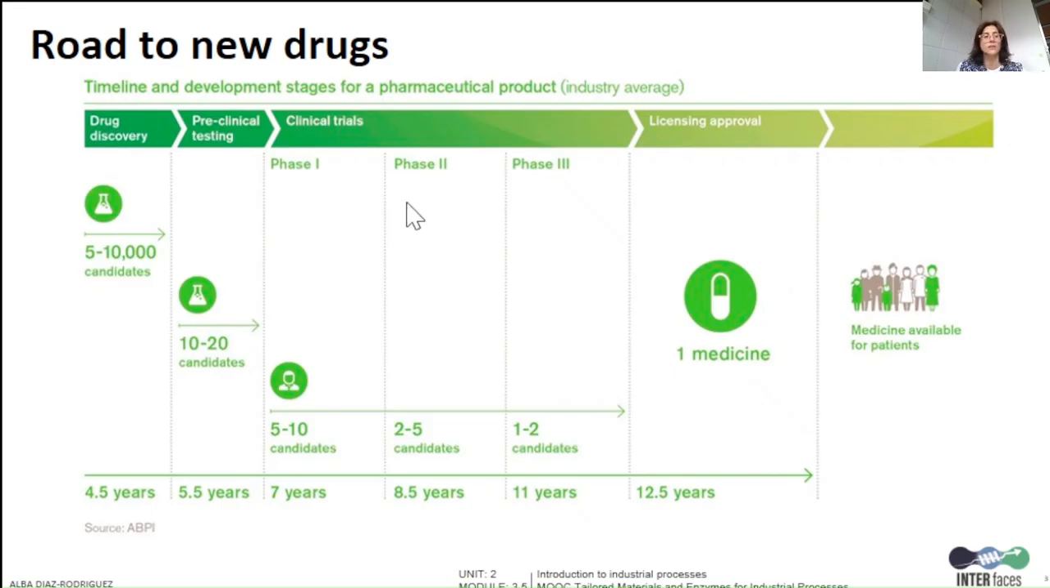In this slide, you can see the roadmap to new drugs. At the top, you can see the different development stages to take a new drug to the market, and at the bottom, you can see the timelines. This is a very tedious and long journey, and there are a lot of people involved in it. One of the key roles is the pharma chemist.